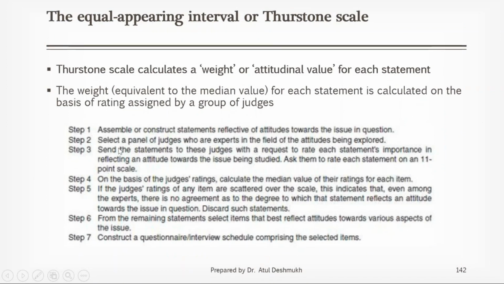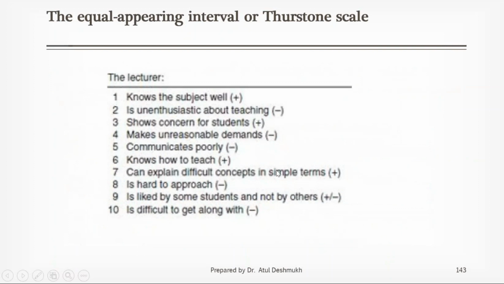So the first step was to assemble or construct statements reflective of attitude towards the issue in question. Already we have questions in place. Select a panel of judges. We have taken judges who are experts in academics so that they will mark the attitude. So they will rate that particular assignment, right? Now send the statements to the judges with a request to rate each statement's importance in reflecting an attitude towards the issue being studied. So you send these statements to the judges who are experts in the field and ask them to rate each statement. We have 10 statements, so these 10 statements you will send to the judges.